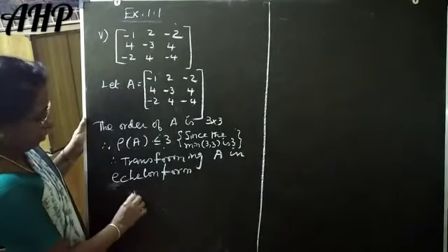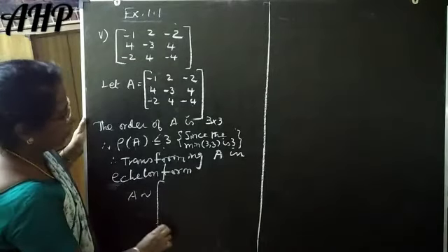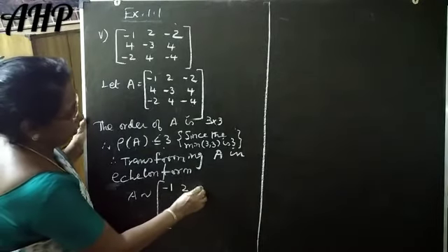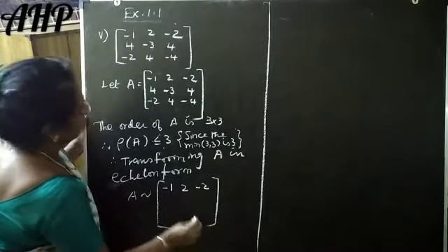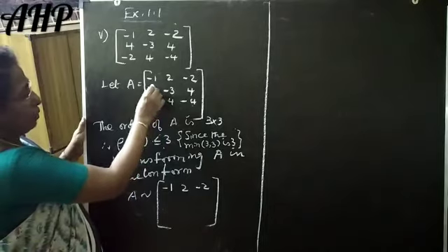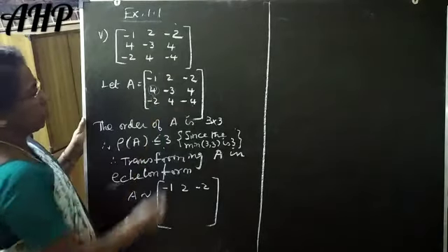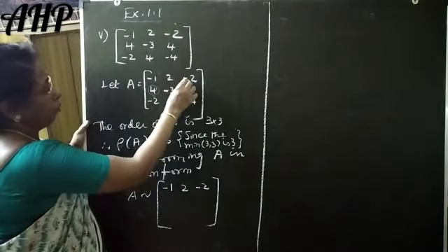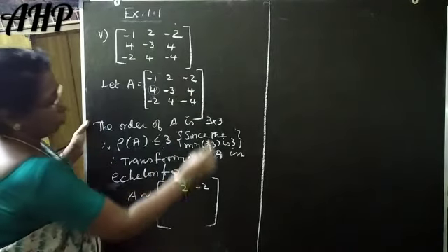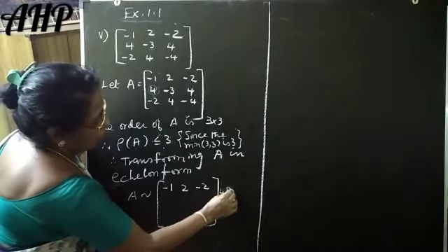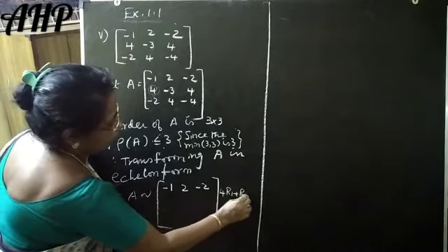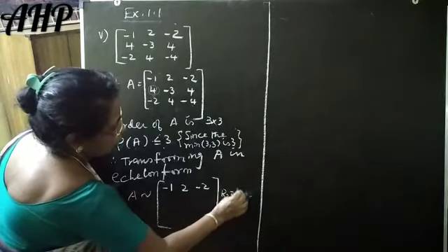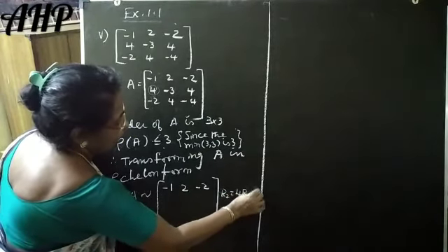A is equivalent to, see that we do have first element 1, so no problem. You can write as it is, 2, minus 2. Now, the second row first element should be equal to 0. So you multiply the first row by 4 and then add it with R2. So 4R1 plus R2. This is your second row. Your second row R2 is equal to 4R1 plus R2.